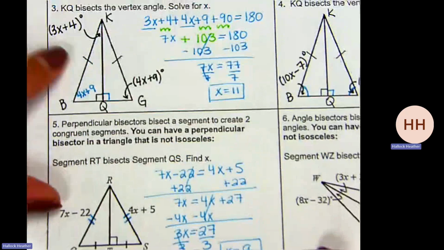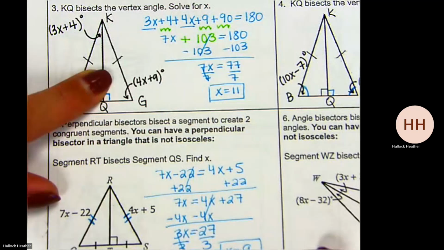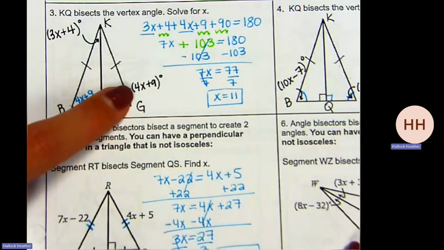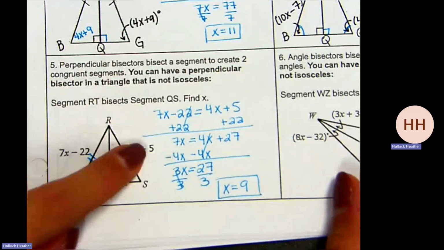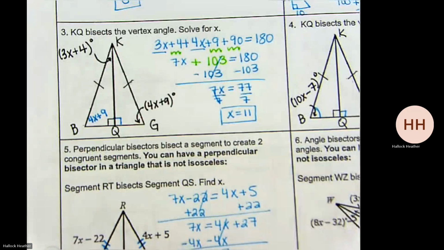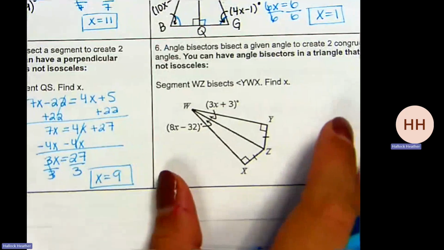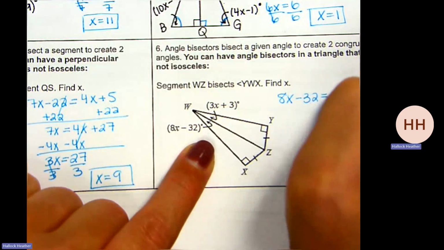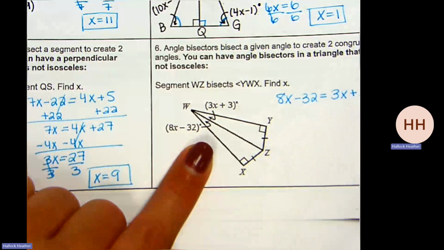But this one only gave you 2 measures. You got the 90, but you also got this, and then you got the 90. But the same thing here, you got this, you got this, you got 90. Yes, if you have pieces for all 3 corners, it adds to make 180. If you have the same pieces on different triangles, they equal to each other. So for the last one, they're in the same spot, different triangles, so they're going to be equal to each other. So I'll say 8x minus 32 equals 3x plus 3.